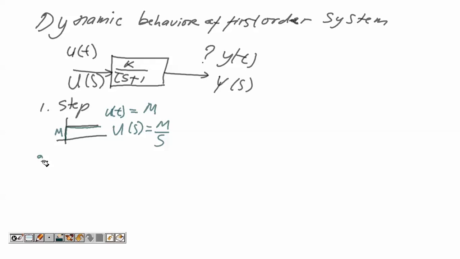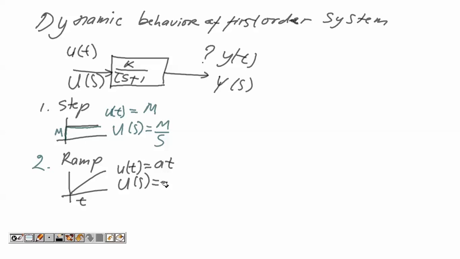Or maybe we enter another type, for example ramps like this, with the gradient or slope a, so u(t) is a t, or u(s) is a over s squared.